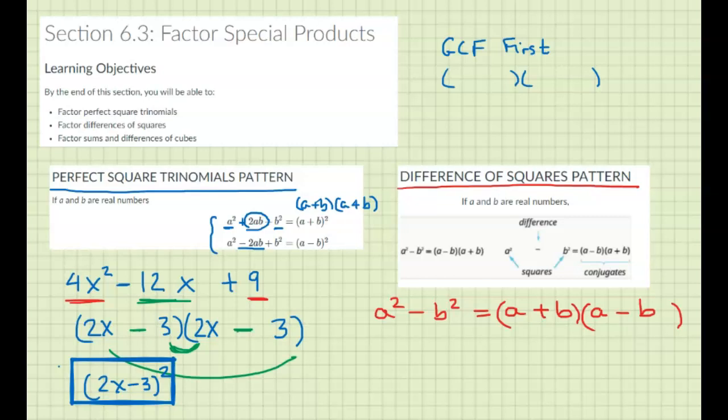Things will cancel out. If I multiply this out, you get a squared minus ab plus ab minus b squared. These will always cancel out because they're the same values but opposites, one with the plus, one with the minus. These are the kinds of problems that you'll see in this section.